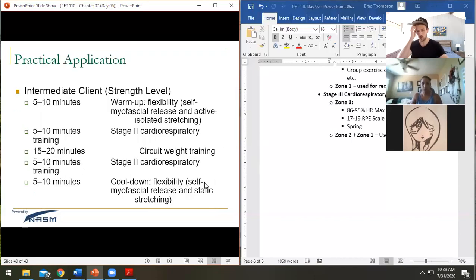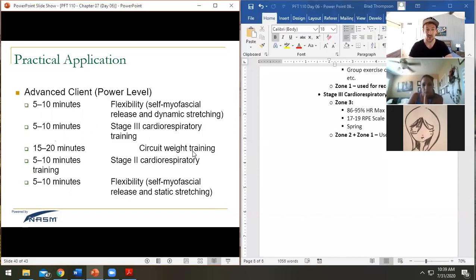Strength level clients that are more intermediate, you would just do a stage 2 cardio routine and your movements would be strength based. And if it's an advanced client who's in the power phase, same concept, but you would focus on stage 3 cardio training, circuit training that uses a lot of power movements, stage 2 cardio training at the end, and then kick them out of the gym.